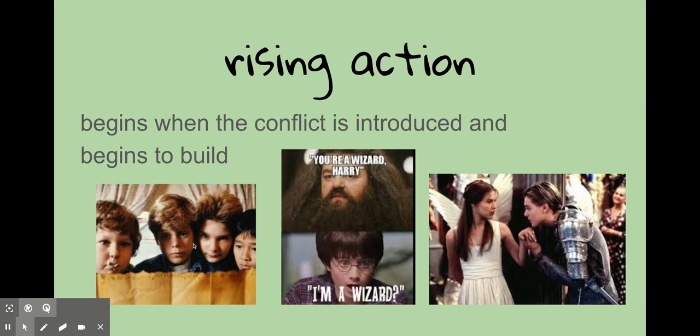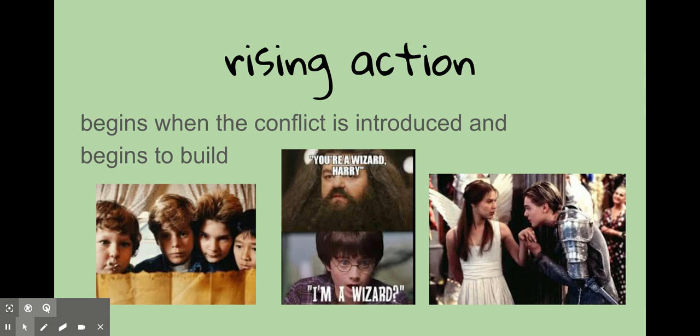So I've got some examples here. If you've ever seen the movie Goonies, the problem is that one of the boys is going to lose his home, and he's got to find some money. And they find this treasure map, and then they go and they're going to look. So this is what I would call the inciting incident. It's the thing that happens that sets off the rising action. It sets off the main part of the plot. When Hagrid tells Harry he's a wizard, then we have a conflict because Harry's life, yeah, he had problems, but it was going along. It was the status quo.